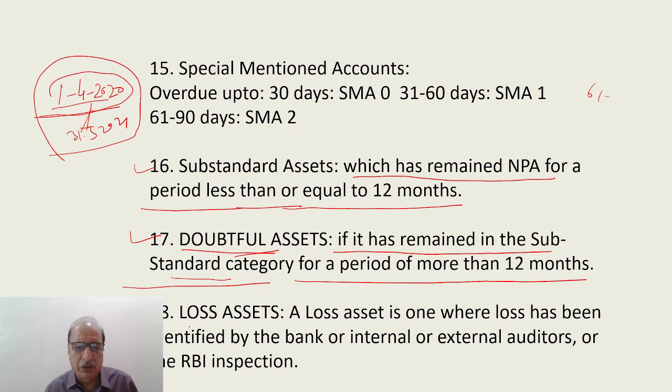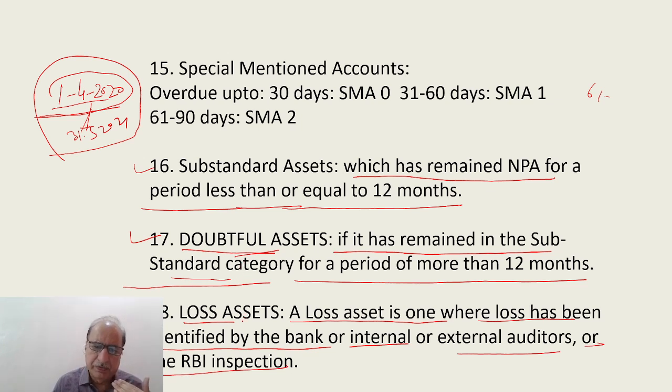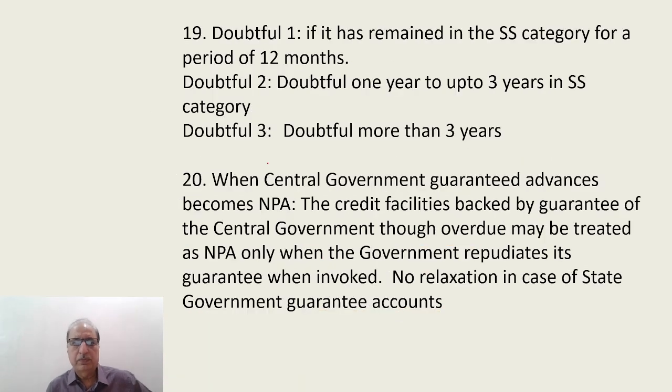So then the last one is loss assets. Now coming to the loss asset. A loss asset is one where loss has been identified by the bank or internal or external auditors or the RBI inspection. It means when an account has become NPA for a long period and there are no assets there also, and there is no chance of recovery, and the bank auditor has also seen that there is no chance of any recovery, maybe internal and external auditor also, or by inspection no amount is going to come here, then they declare that account as loss asset. So a loss asset is one where loss has been identified by the bank or internal or external auditor or RBI inspection.